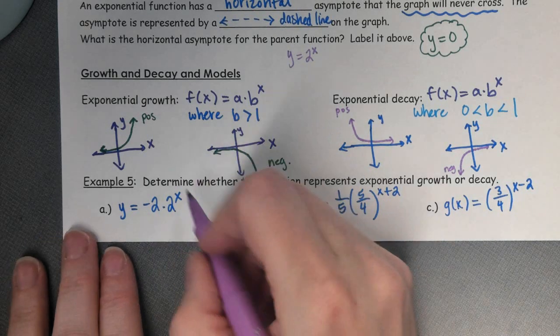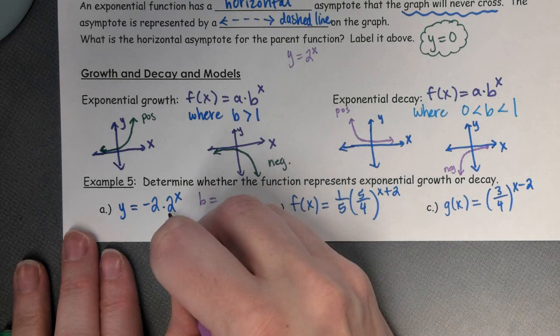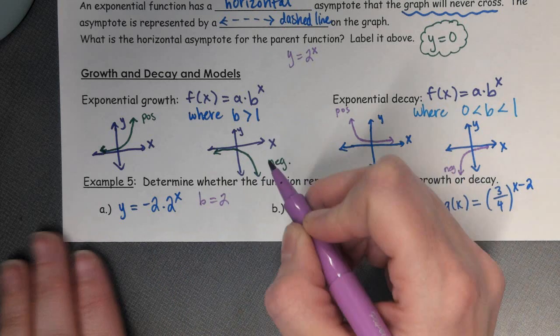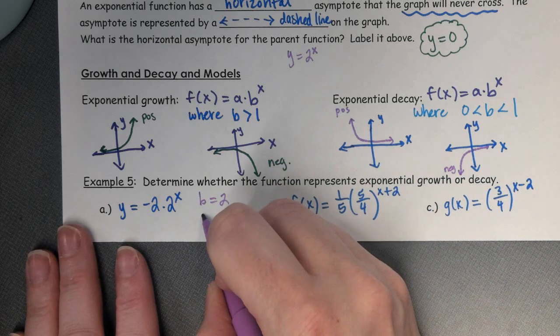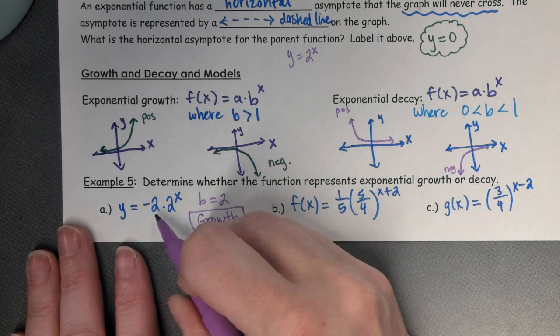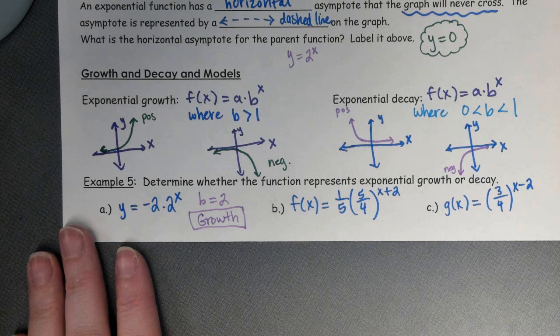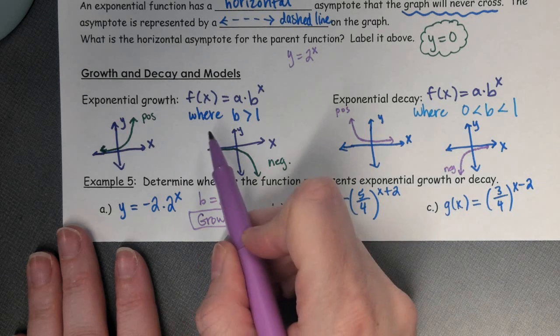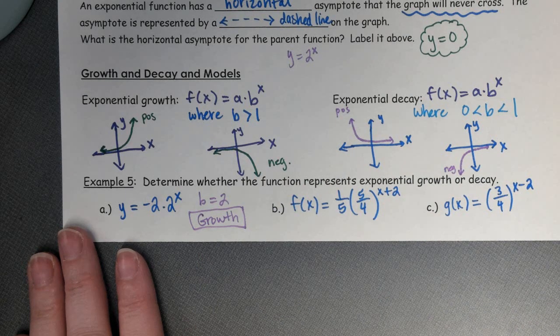So which one of these is my base? 2. So that's on the x. Okay, so is that growth or decay? It's growth. So don't let the negative confuse you. The negative has nothing to do with whether it's growth or decay. You can grow in a negative direction. Okay?